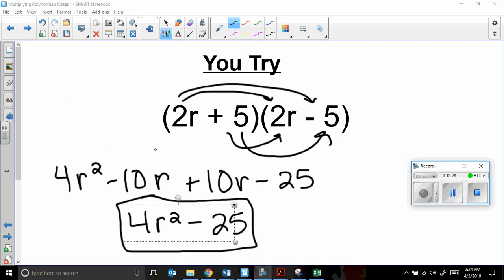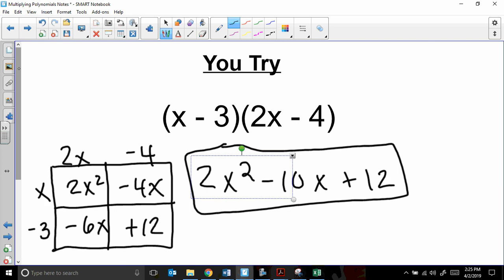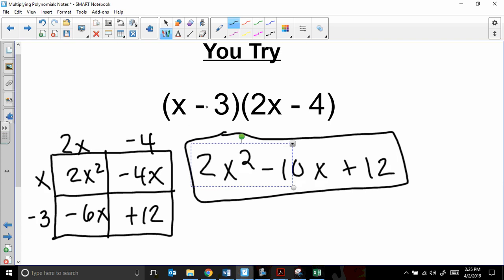All right, so here's the answer for the first you try. End up with 4r squared minus 25. You see that these middle terms end up canceling out. And then you should have gotten the same thing if you did the box method. An example, you try 2. I actually did the box method. And you should end up with 2x squared minus 10x plus 12. Even if you had done the distribution method, you should have had each one of these pieces in your line. Then you just had to combine like terms. Sorry, this should just be a negative.